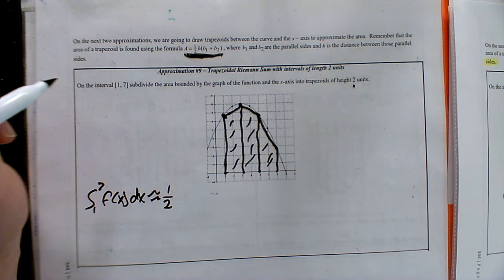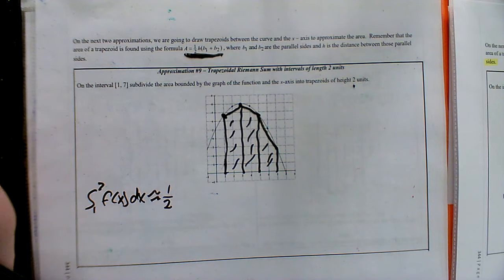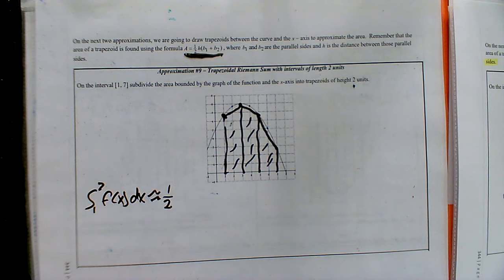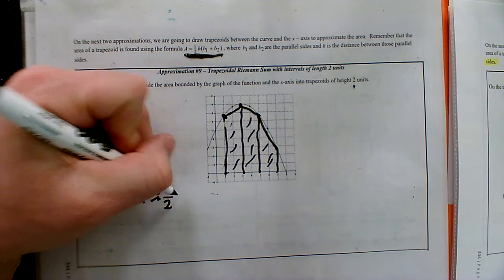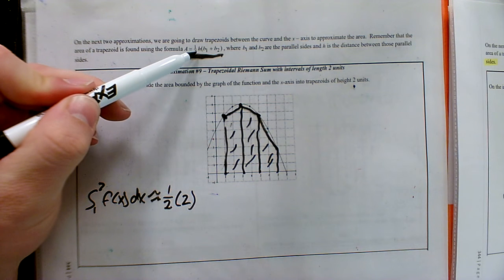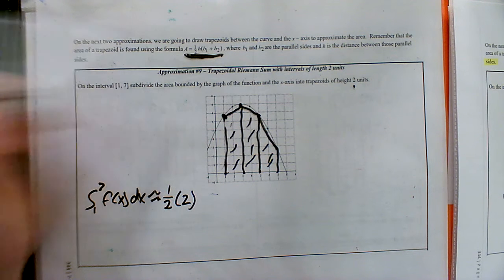times the height. What is going to be considered the height of each of these? 2. They're considering the height. I know it kind of seems like a width or something like that, but the height they're considering as a 2 because they defined h as the distance between the parallel sides. So the distance is going to be 2, or the height. So 1/2 times 2, again we're referring to this formula from up above.